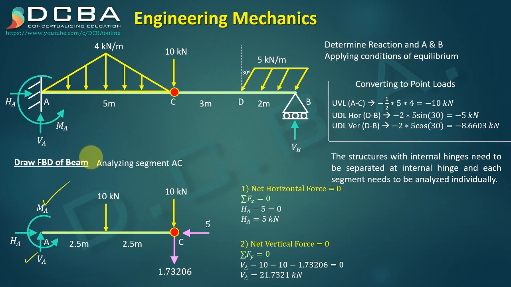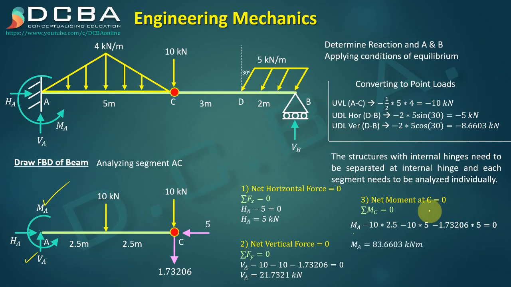And now the only thing left is to find the summation of MA, the moment at point A. So we take summation of moment at point A equal to 0. Net moment is 0. So HA and VA will go, they won't have any contribution. So we have minus 10 into 2.5 because it is clockwise, then minus 10 into 5 and minus 1.73206 into 5, and then we also have this MA which is acting at that point. MA at point A will be taken into consideration. Minus 10 into 2.5 minus 10 into 5 minus 1.73206 into 5 is equal to 0. We can find MA from here. MA comes out to be 83.6603 kilonewton meter, right? So we have found HA, VA, MA, VB, everything.